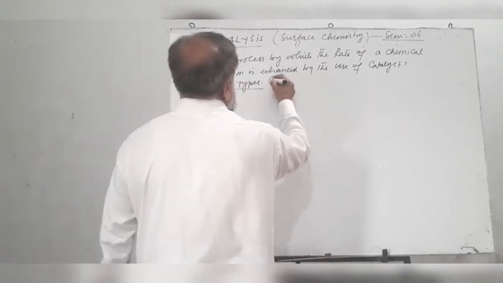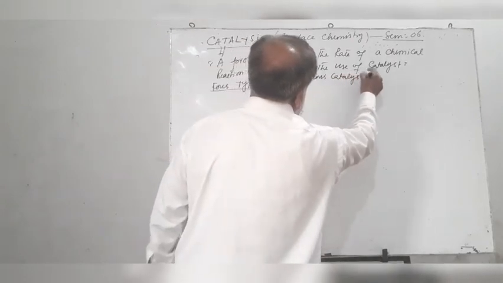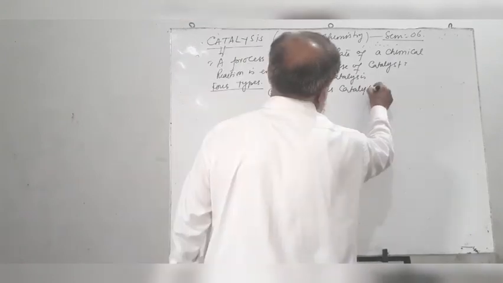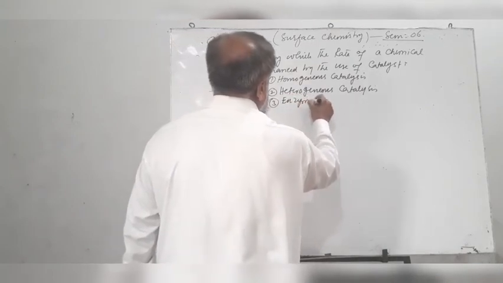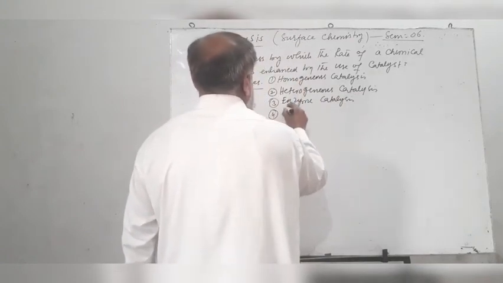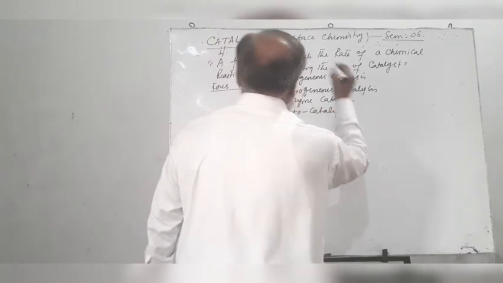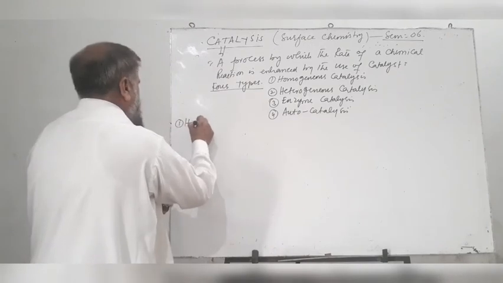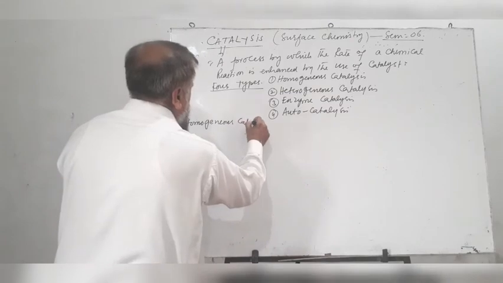Number 1, homogeneous catalysis. Second, heterogeneous catalysis. Third, enzyme catalysis. And there is also a 4th type, which is known as autocatalysis. We discuss them one by one. The first type of catalysis is known as homogeneous catalysis.